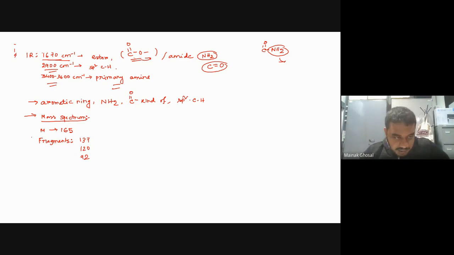You first need to know how much mass could be lost to get a fragment of 137. You can easily calculate. It could be a possibility that the mass loss from 165 to 137 is 28, nothing but 28.